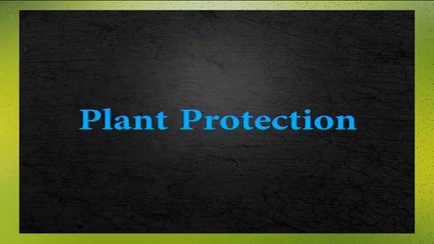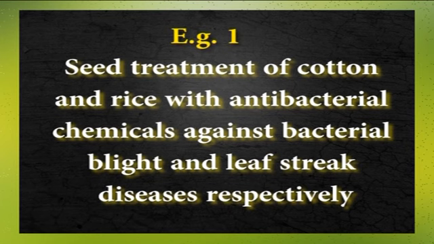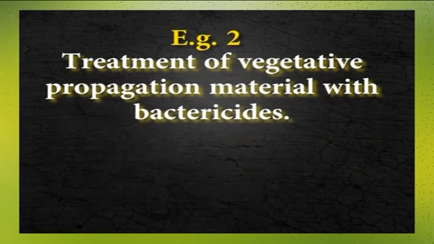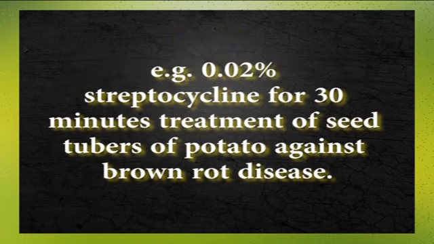The fourth principle is plant protection. These measures are adopted to prevent the onset and subsequent spread of plant diseases. Example, seed treatment of cotton and rice with antibacterial chemicals against bacterial blight and leaf streak diseases respectively. Second example, treatment of vegetative propagation material with bactericides, for example 0.02% streptocycline for 30 minutes treatment of seed tubers of potato against brown rot disease.